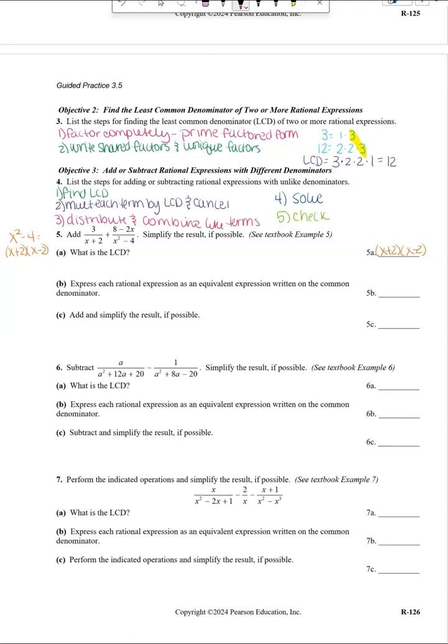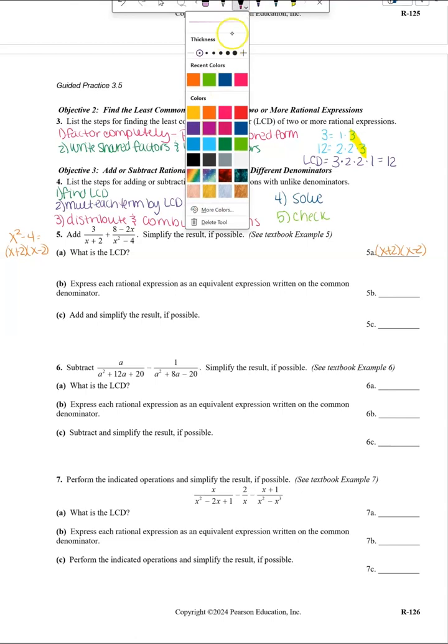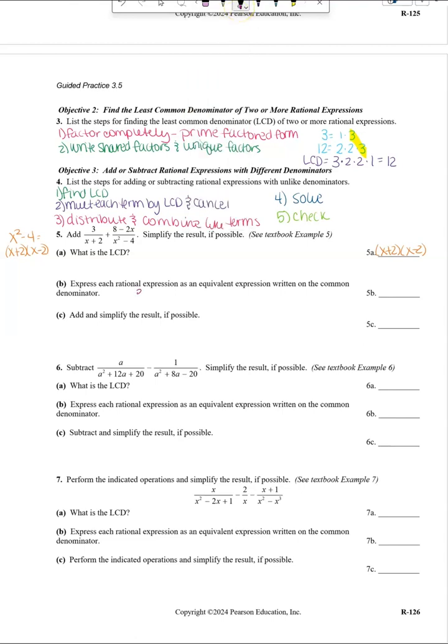Okay, so now we're going to express each rational expression as an equivalent expression written on the common denominator. Hang on, I got a cough. Sorry for all the pauses during this video, but it's unavoidable. Okay, so we're going to take 3 over x plus 2 plus 8 minus 2x over x squared minus 4.